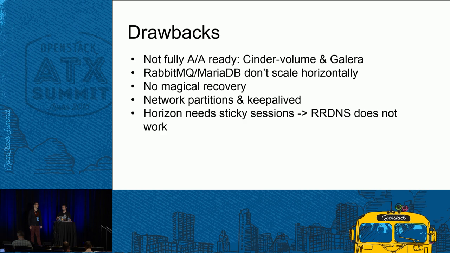And with MariaDB and RabbitMQ, if you add more nodes, you will have more replication overhead and less performance. And in the case of MariaDB, it has no point. You are only talking to one database due to the HAProxy model in active standby, hot standby. So we have no magical recovery, so we don't have anything that takes care of the services. So if the Cinder API goes down, it will be down.